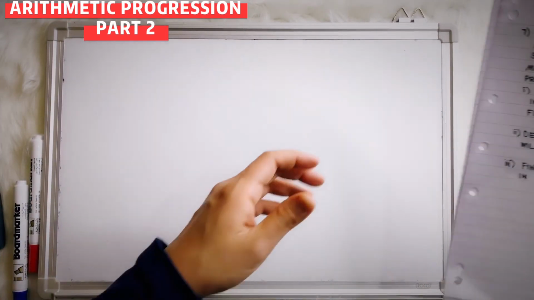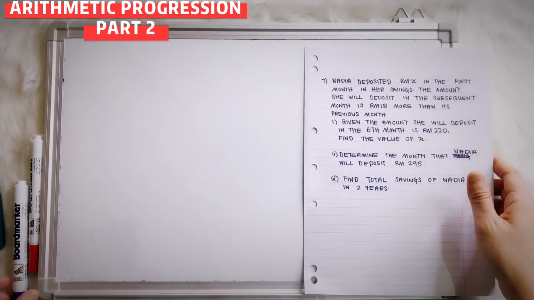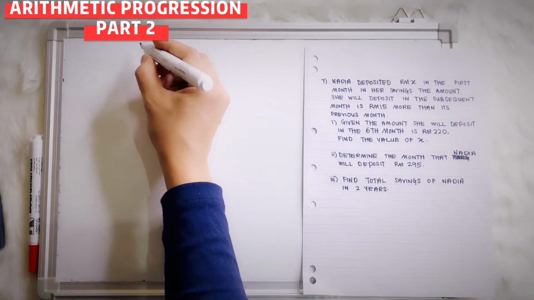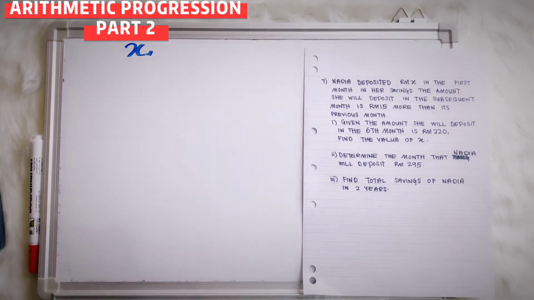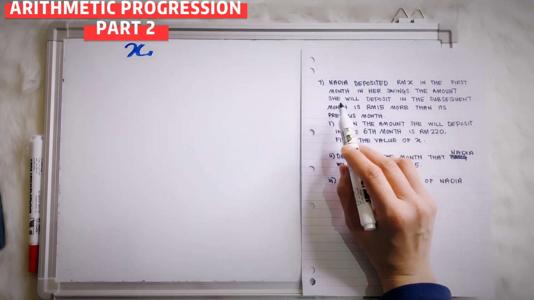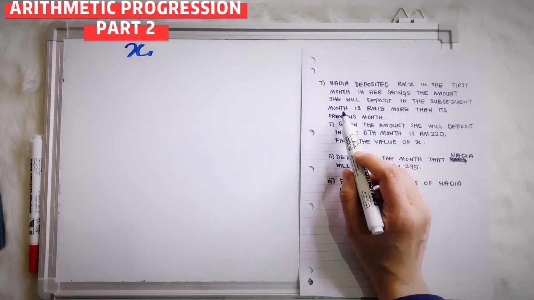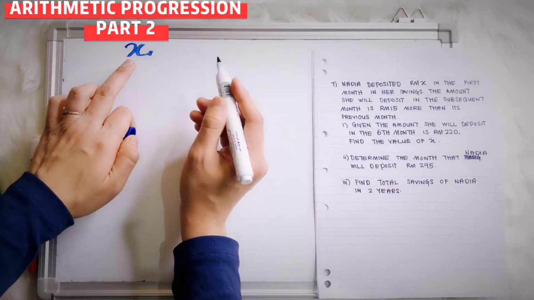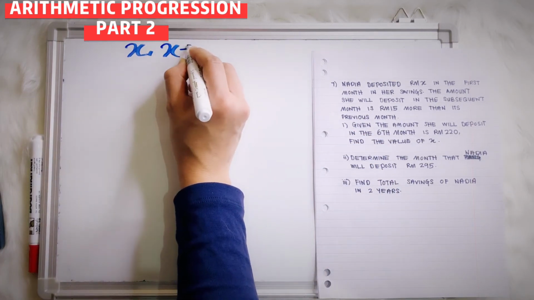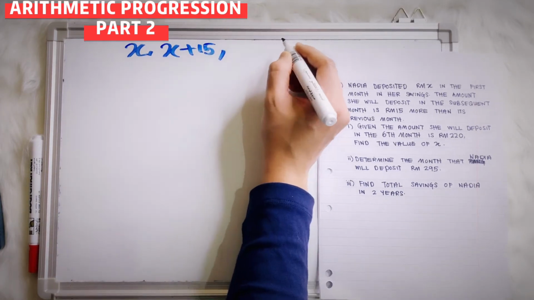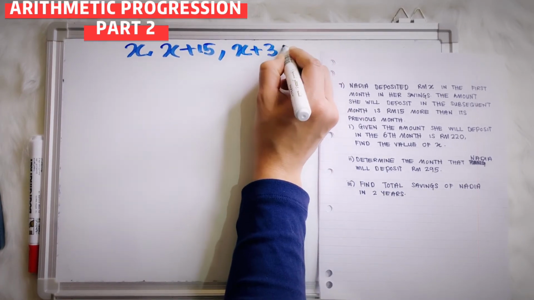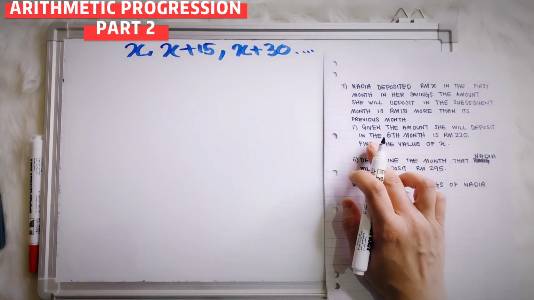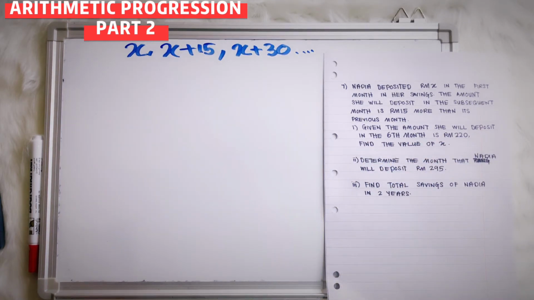Okay, so next is question 7. Nadia deposits RMX in the first month. So I put here X, this is our sequence. In her saving, the amount she will deposit in each subsequent month is RM15 more than its previous month. So let's say here is X, the next one will be X plus 15, the next month will be X plus 30, and so on. Given the amount she will deposit in the 6th month is 220, find the value of X.